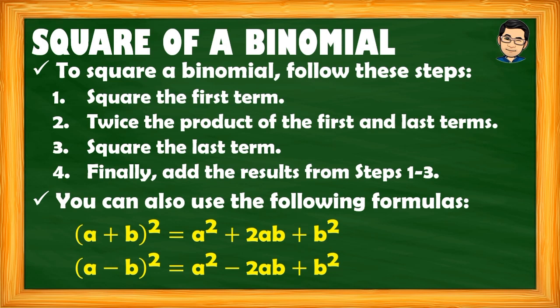So, square natin yung first term, which is a, kaya naging a squared. And then, twice the product of the first and last terms. So, a times b, that is ab, and then twice the product nga, kaya naging 2ab. And then, square the last term, b times b, kaya naging b squared. And then, same with the next one. So, ang pinagkaiba lang po nito is yung operation sa gitna. Okay, so our answer will be a squared minus 2ab plus b squared.